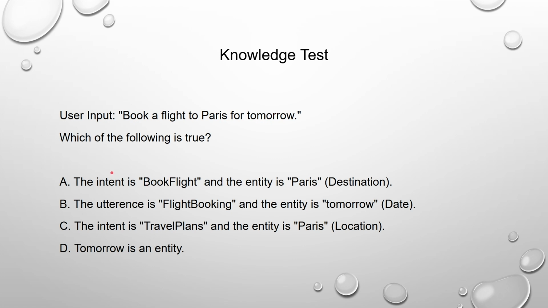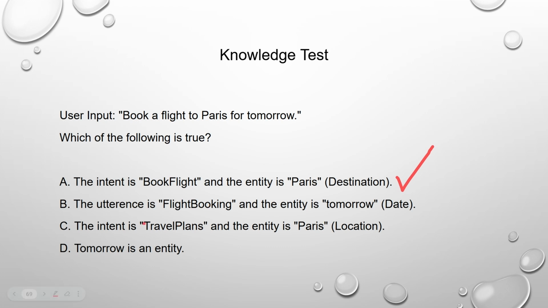So let us go through the options. The first option is the intent is book flight and the entity is Paris. Paris is a destination or location. So that is the correct statement. The next is the utterance is flight booking and the entity is tomorrow. So that is not correct. The utterance is book a flight to Paris for tomorrow. So this is incorrect. And tomorrow is an entity. That part of the option is correct, but the utterance is not flight booking.